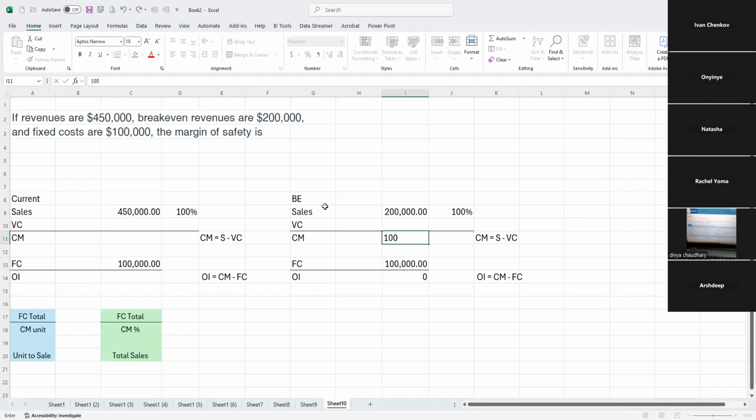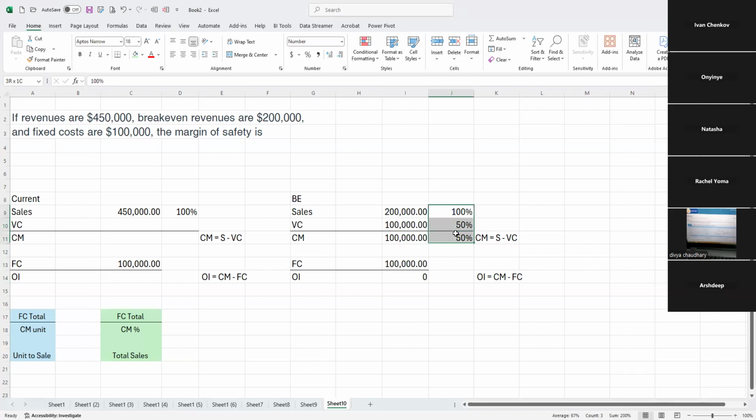100,000. If I know my contribution margin, can I get my contribution margin ratio? Yes, 50%. This one divided by that one. If I have my contribution margin ratio, can I get my variable cost ratio? Yes, 50%. So this one times 50%.